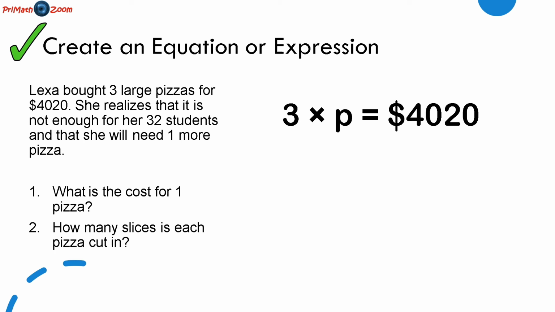In writing an equation or expression for the other question, how many slices is each pizza cut in? We could divide the 32 slices or the 32 students by the 4 pizzas. So we're sharing these 4 pizzas among the 32 students, and that will give us the number of slices that each pizza is cut into. Now, of course, these strategies could be done in a different way, but these are just one way that each of these strategies can be used.